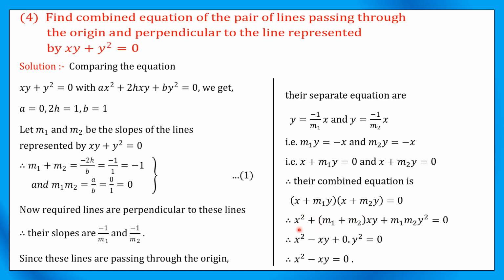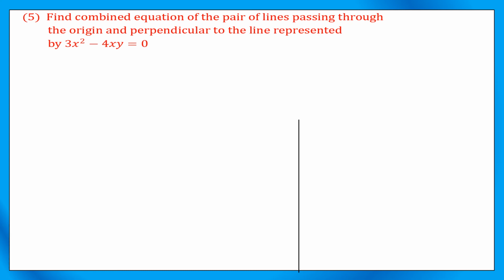Multiplying and simplifying, we get x square plus m1 plus m2 into xy plus m1 into m2 into y square equal to 0. From equation 1, the sum of the slopes is minus 1 and the product of the slopes is 0. Putting these values, we get x square minus xy plus 0 into y square equal to 0. Therefore, x square minus xy equal to 0. These are the required lines.